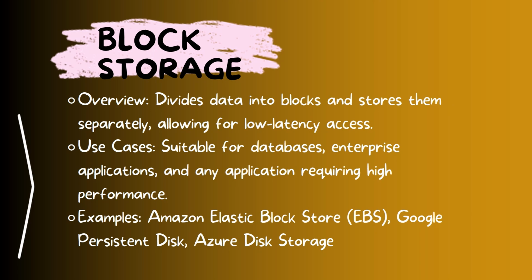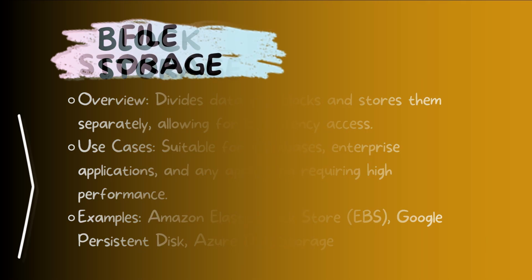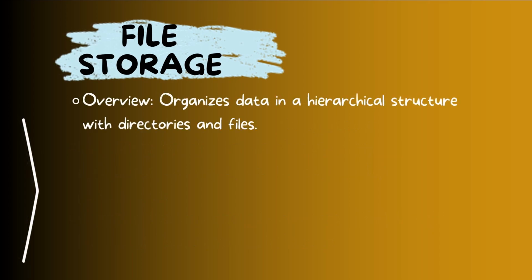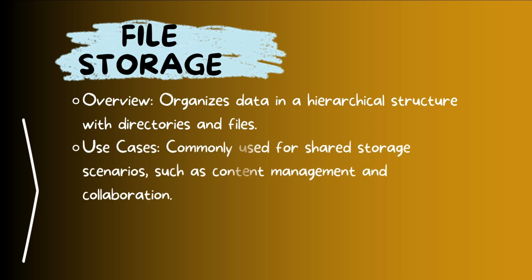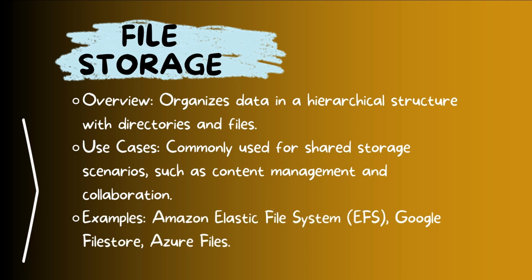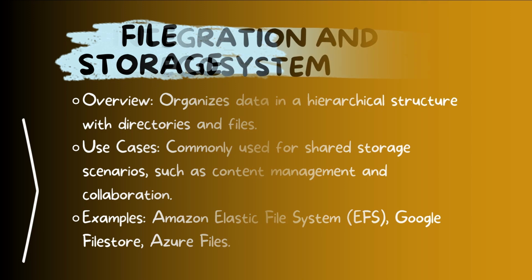Block storage, as the name suggests, divides the data into several blocks for low latency access. The use case is suitable for databases and enterprise applications requiring high performance. Amazon Elastic Block Storage is a good example for that. Now, what is file storage? File storage has a hierarchical structure with directories. Basically, it deals with files and is commonly used for shared storage scenarios such as content management and collaboration. Examples: Google Filestore, Microsoft Azure Files, Amazon Elastic File System.